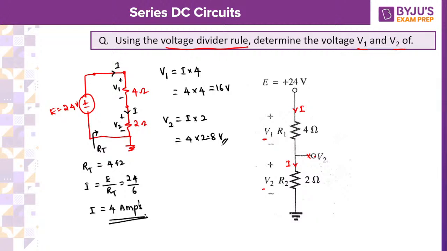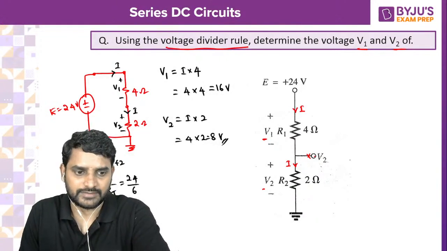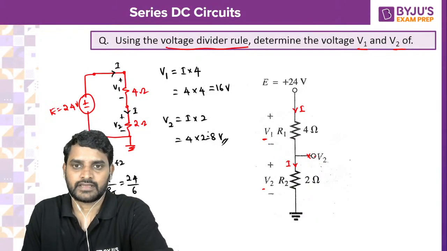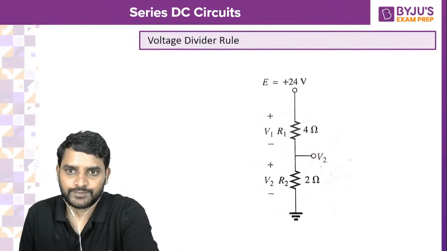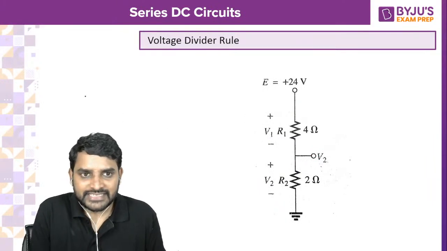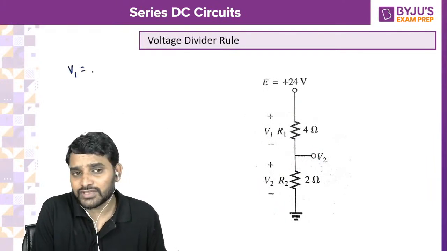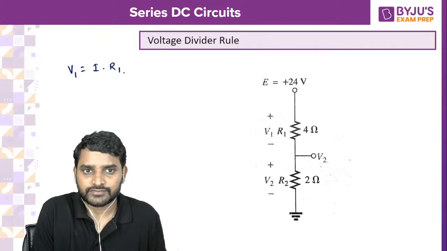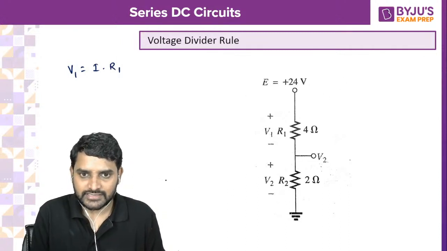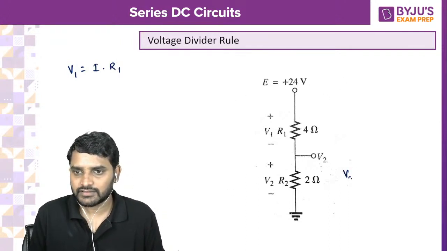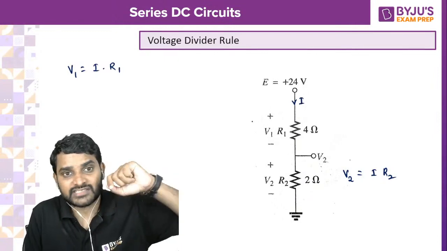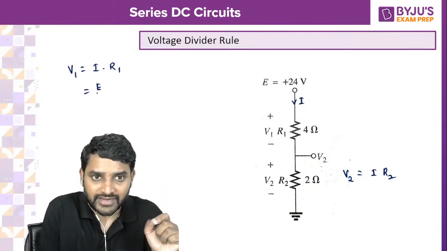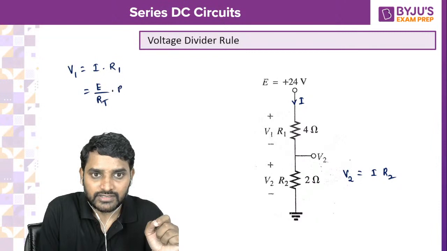Right. Now I am going to give the voltage division rule. V1 can be written as the current flowing through R1 into R1. V2 can be taken as the current flowing through R2 into R2. What is this I? I is the current delivered by the voltage source, so I have it as E divided by total resistance, into R1.